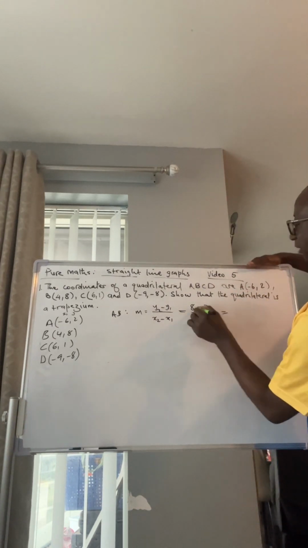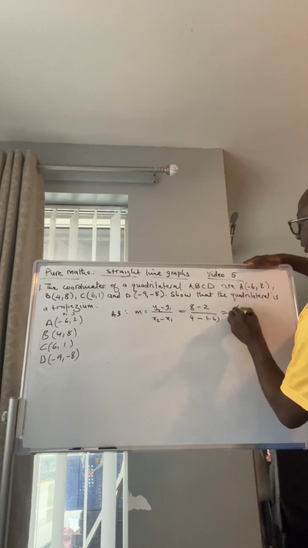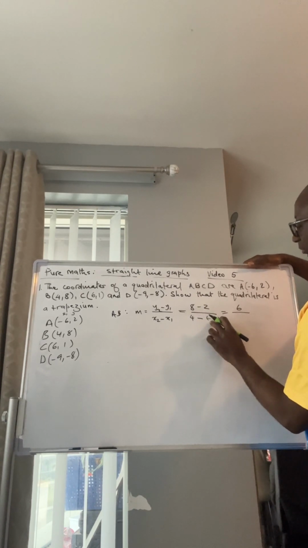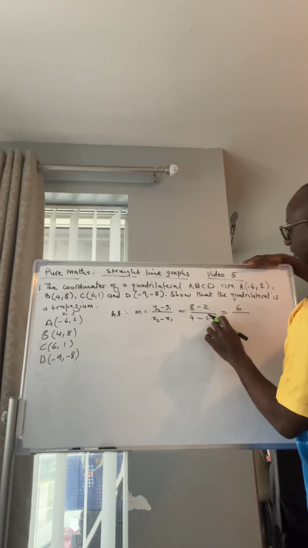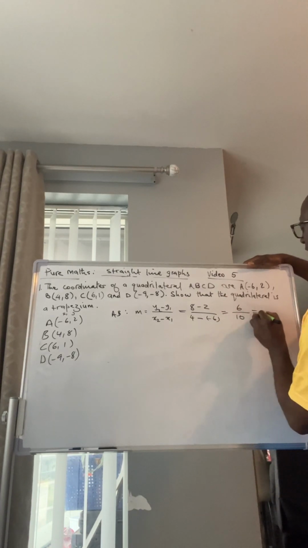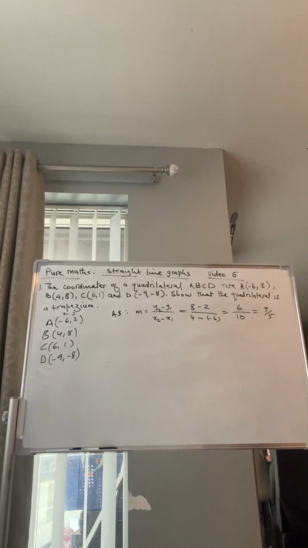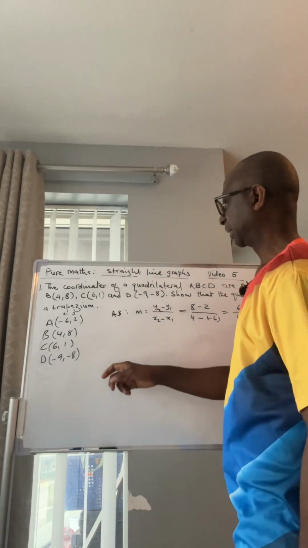So this gives us 8 minus 2, which is 6, all over 4 plus 6, so this is 10. So this gives us 6 over 10, which is 3 over 5. So what is 3 over 5? Yeah?